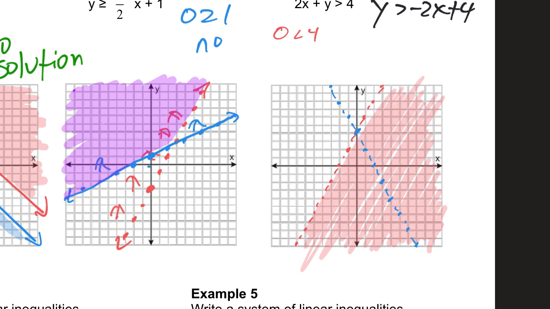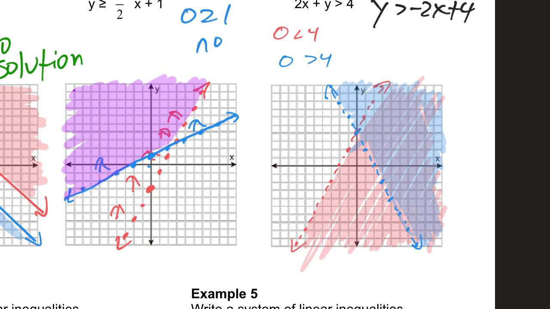I forgot to put arrows on my lines in this question, so I'm going to go back and put arrows. Then if I test 0, 0, I'm going to get 0 is greater than 4, which is not true. So I want to shade on the opposite side of where 0, 0 is, which is everything over here. You can sort of see where the overlap is because it looks sort of purplish. So there it is. All right, so there's the on your own.